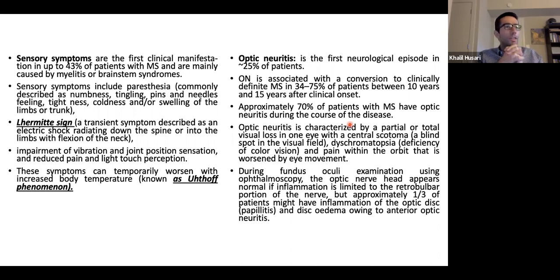Now, optic neuritis on the fundus exam, you could see normal. Why is that? Because remember, the myelin sheath in the optic nerve ends up actually retrobulbar.